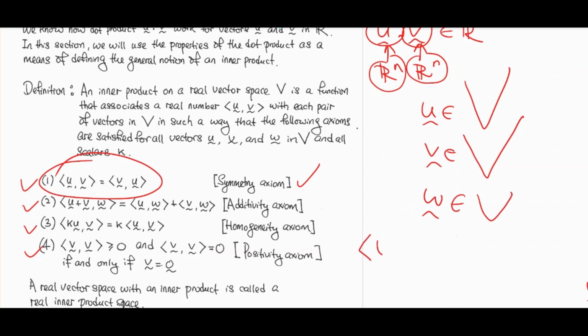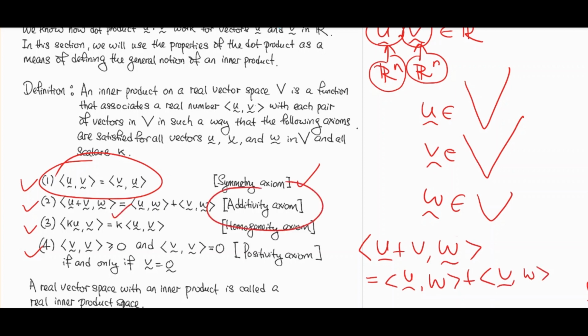And let's say you do an operation u plus v with w, and if it equals u w plus v w, then we say that this operation has the additive property. And same thing here. If you take a scalar multiple of u and then take the operation with v, if it is equal to this, this is called the homogeneity property.